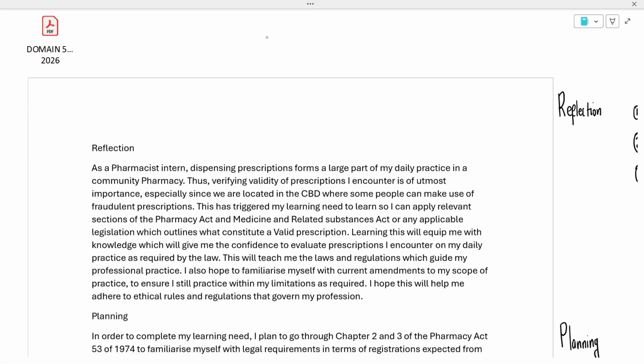So let's now look at the evidence that you are providing. As a pharmacist intern, dispensing prescriptions forms a large part of my daily practice in a community pharmacy. Thus, verifying the validity of prescriptions I encounter is of utmost importance, especially since we are located in the CBD, where some people can make use of fraudulent prescriptions. This has triggered my learning need so that I can apply the relevant sections of the Pharmacy Act, Medicines Act, or any applicable legislation that outlines what a valid prescription is. Learning this will equip me with the knowledge that will give me the confidence to evaluate prescriptions I encounter in daily practice as required by law.